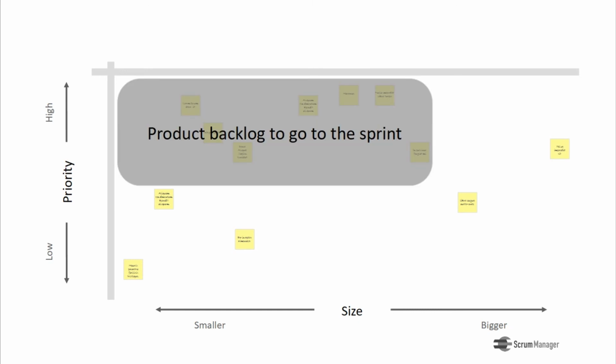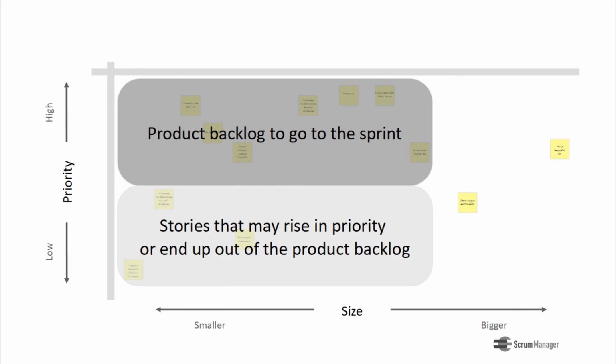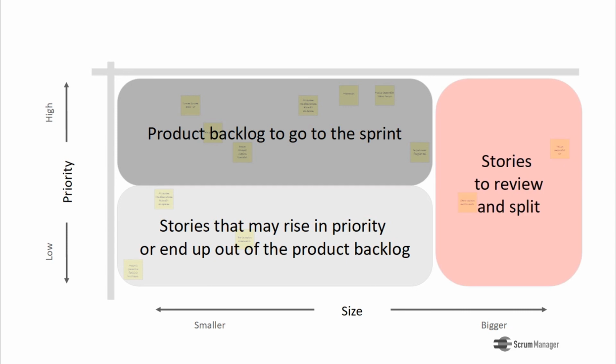The product backlog is finally estimated and prioritized, offering at a glance which are the candidate stories to go to the sprint backlog, which ones are on hold because they don't have enough priority at the moment, and which, because they're too big, need to be rethought to redefine them as smaller stories.